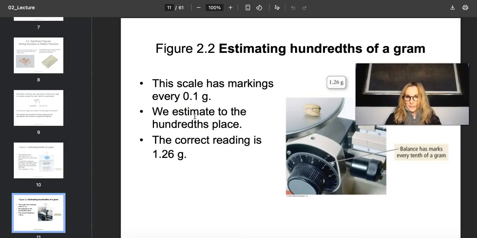Smaller than the tenths place is the hundredths place. So the correct reading, they say, is 1.26. But it depends on who's reading it. Someone else could see 1.25. But even if it were right on 1.2, do you see the 1 here and you count to the 2, and it's in between the 0.2 and the 0.3. Even if it were right on the 0.2, you'd still need to say 0.20 to let the person know that you were careful and precise in your measurements.